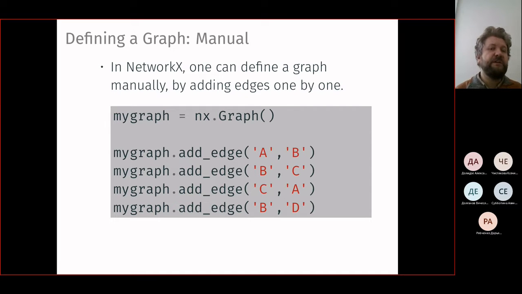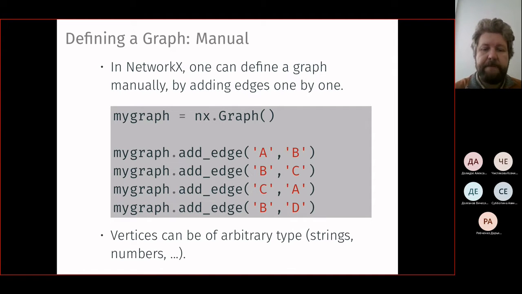And then you can define a graph. The easiest way is to define it manually. You just add edges one by one, and you see that you initialize a graph, which is called nx.Graph, and then you add edges. So the vertices are added automatically. If you have an edge, then it adds the corresponding vertices, and the vertices can be anything. It could be numbers, it could be strings of symbols, they're just markers for them.